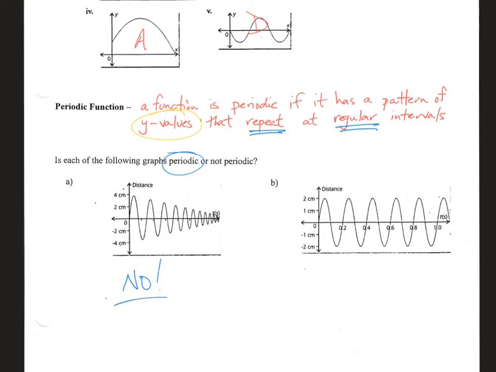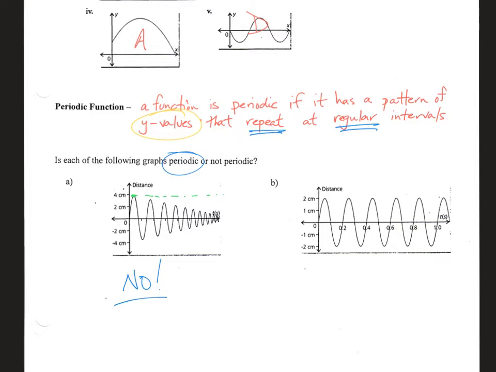Now, that doesn't mean that we don't see a pattern. We can see a pattern in that. It increases, it decreases, it increases and decreases. However, if we make a note, my y value at this peak is about 4 centimeters. But I never get back to that y value of 4 centimeters. And so by definition, my y values do not repeat, let alone at regular intervals. And so therefore that one's a no.